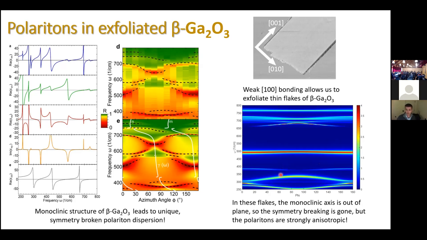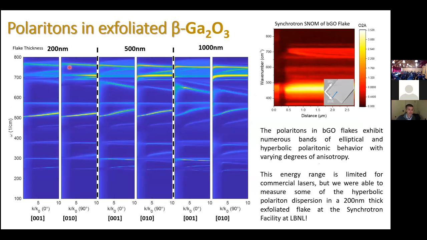But you can still see significantly exciting changes in the dispersion relation as a function of thickness. You can see here, going from 200 nanometer thick to 1,000 nanometer thick, how the variations in the polaritonic dispersion arise across these multiple Reststrahlen bands. We were able to initially probe this. Here are some synchrotron SNOM results that we got at Lawrence Berkeley National Lab. You can see this polaritonic dispersion both down here and down here. We're currently performing some additional experiments in my lab right now.